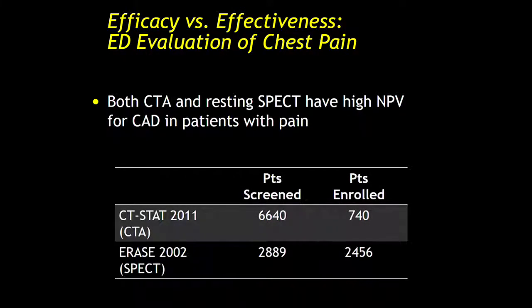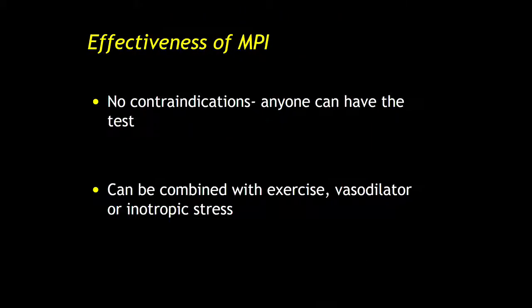For example, if you look at studies that have compared CT angiography and acute chest pain SPECT in the ED evaluation of chest pain, and take two studies, CT STAT and ERASE. In CT STAT, 6,640 patients were screened to enroll 740 patients. A large number of these screened patients were not included because they had contraindications to CT, as opposed to a SPECT-based study where 85% of the patients screened were actually enrolled in the trial. Again, supporting the concept of very high effectiveness.